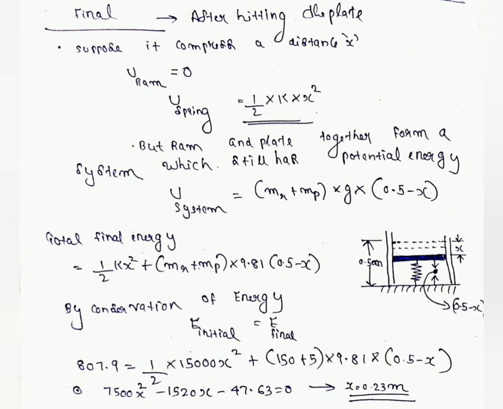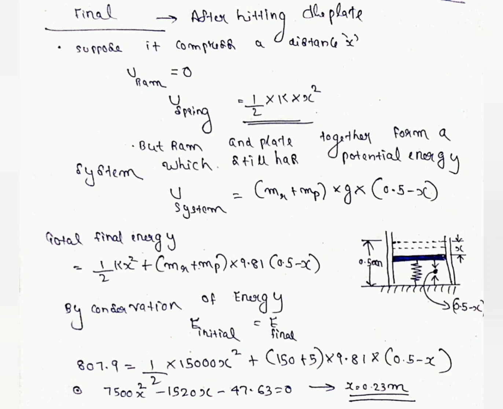So after collision, it will move through a slight distance x. I already know the plate was at 0.5 meter from the ground. So after collision, we assume it moves through a distance x, and so the final distance from the ground will be 0.5 minus x. So the potential energy of that system, we know it is not a single unit now, it's both ram and plate. So that is (m_r plus m_p) into g into (0.5 minus x). So now to find the total final energy, you simply have to add both energies of the spring and the system. So I got the final energy too.